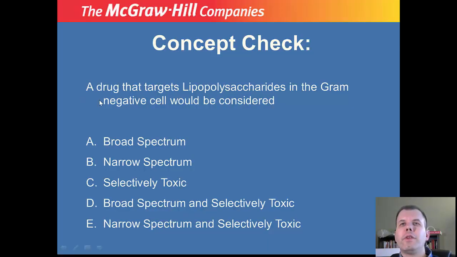All right, so let's answer this question. A drug that targets lipopolysaccharides in the gram-negative cell would be considered what? A broad spectrum, a narrow spectrum, selectively toxic, a broad spectrum and selectively toxic, or a narrow spectrum and selectively toxic. So again, kind of knowing some of your definitions will help. Selectively toxic means it's only found on microbes, not found on us. And then broad is lots of bacteria, versus narrow, which would be very few bacteria. So what do you think this one would be?